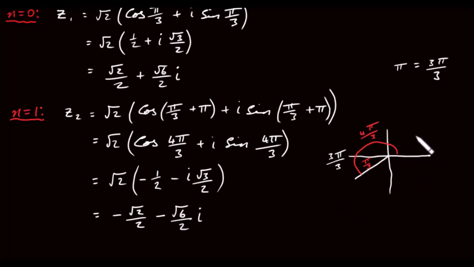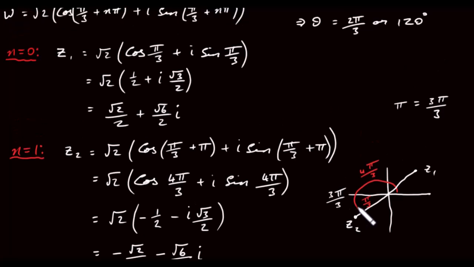So if my first solution was up here, and the second solution 180 degrees from it, which was here. So this is my Z1 and this is my Z2 here. We didn't have to plot it, but that's just showing you where it is. Okay, I think that's all we had to do for that question.